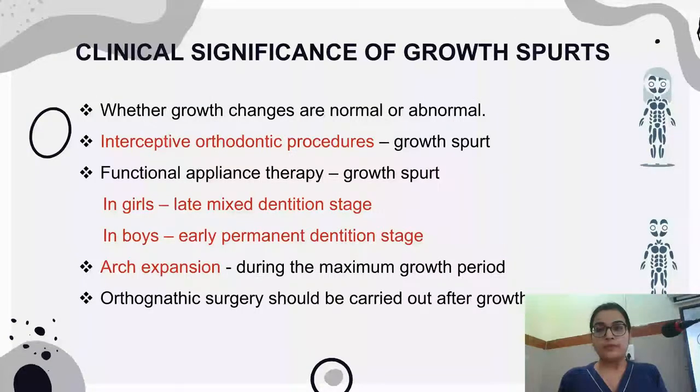Coming to the clinical significance of growth spurts, knowledge of growth spurts can be used to determine whether the growth changes which are occurring are normal or abnormal. Interceptive orthodontic procedures can be undertaken during this period of growth spurts, and hence the severity of developing malocclusion can be reduced. Functional appliance therapy should be started in the late mixed dentition stage in girls, and in boys it should be started in the early permanent dentition stage.